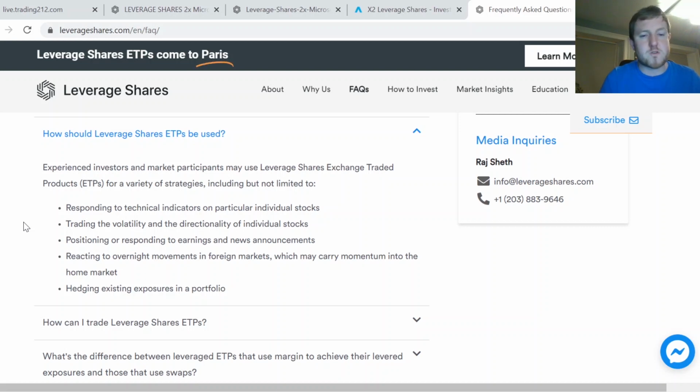This is probably one of the most popular ones. So generally when there's earnings or news updates, there's a spike in a bit of volatility, and if you are ahead of the market and you believe you know what direction the stock is going to go, then a leveraged share might be useful for you to take advantage of this.